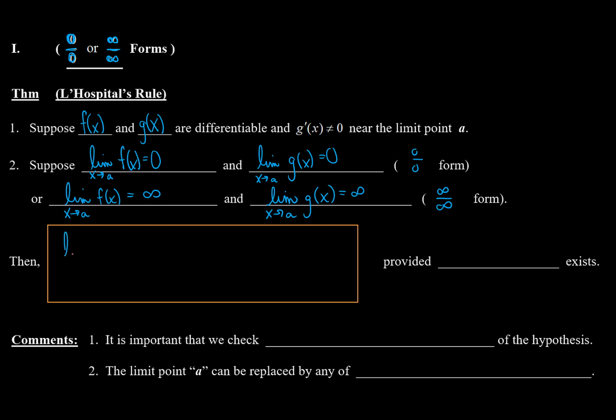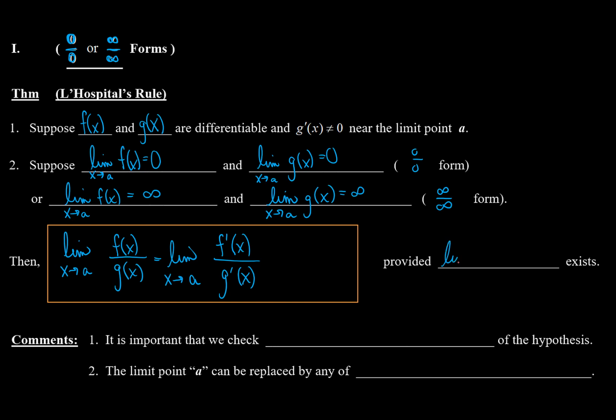If that's the case, then the limit as x approaches A of f of x divided by g of x is going to be equal to the limit as x approaches A of f prime of x divided by g prime of x. So in other words, we don't have to do smoke and mirrors. If we have 0 over 0 or infinity over infinity, we can take the derivative of each without the quotient rule. No quotient rule here. Okay, and then plug in x equals A.